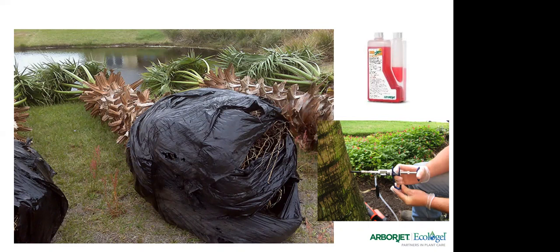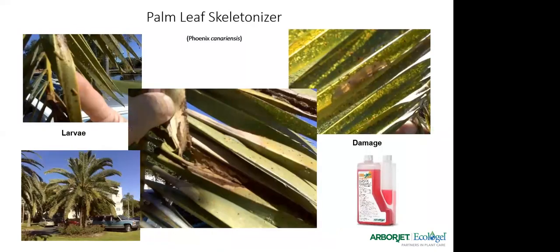Treatments will work. We just have to do quick identification to get to it before it destroys the meristem and kills it. So if you have any questions on this one, please type them in and we'll get to them at the end. The next pest that we tend to see is the palm leaf skeletonizer.